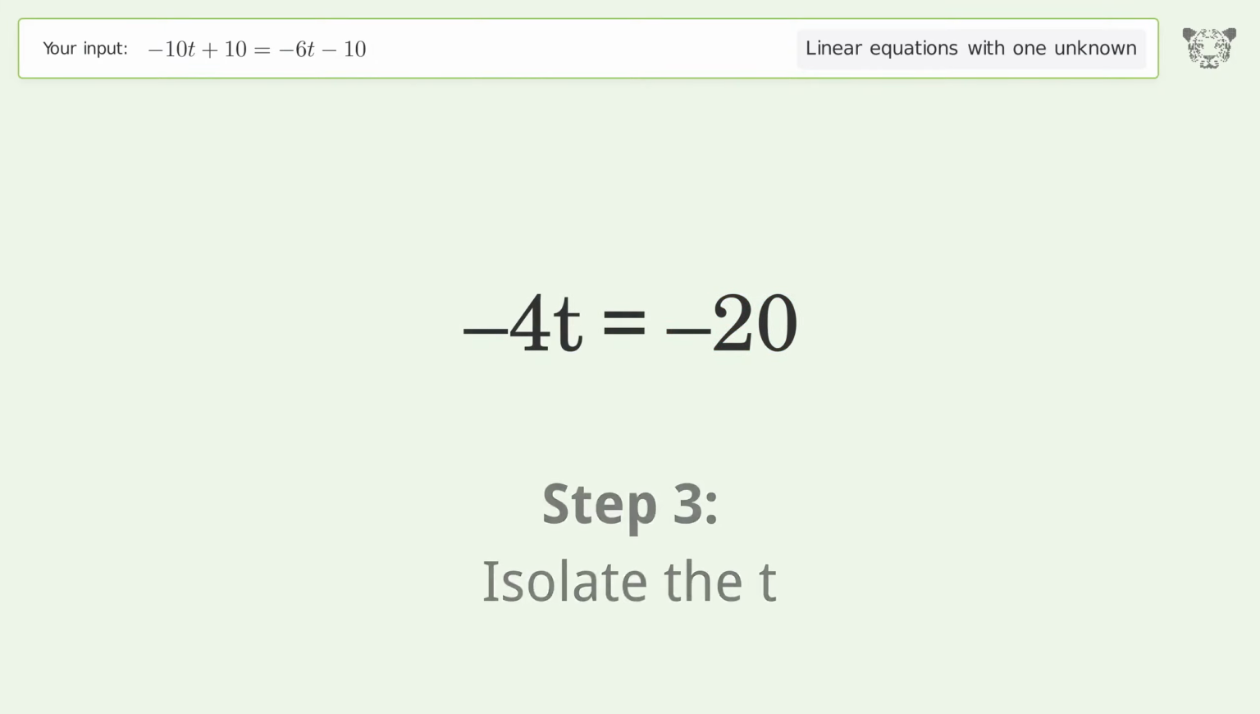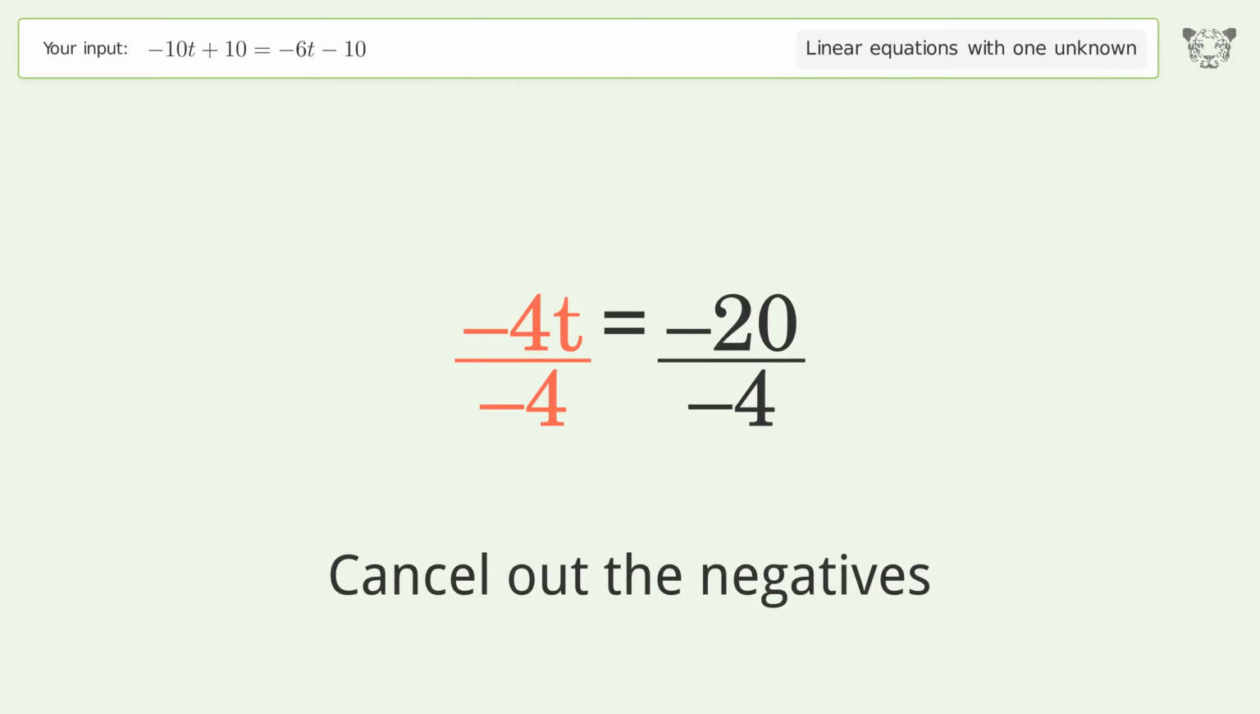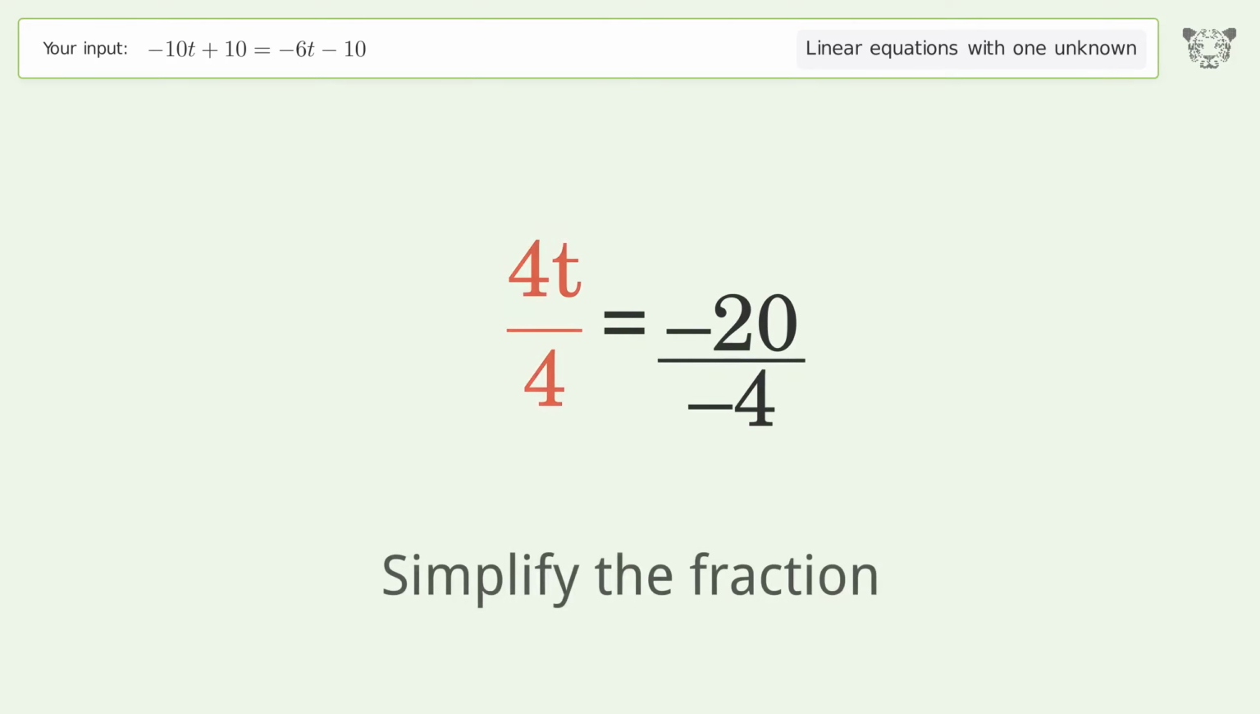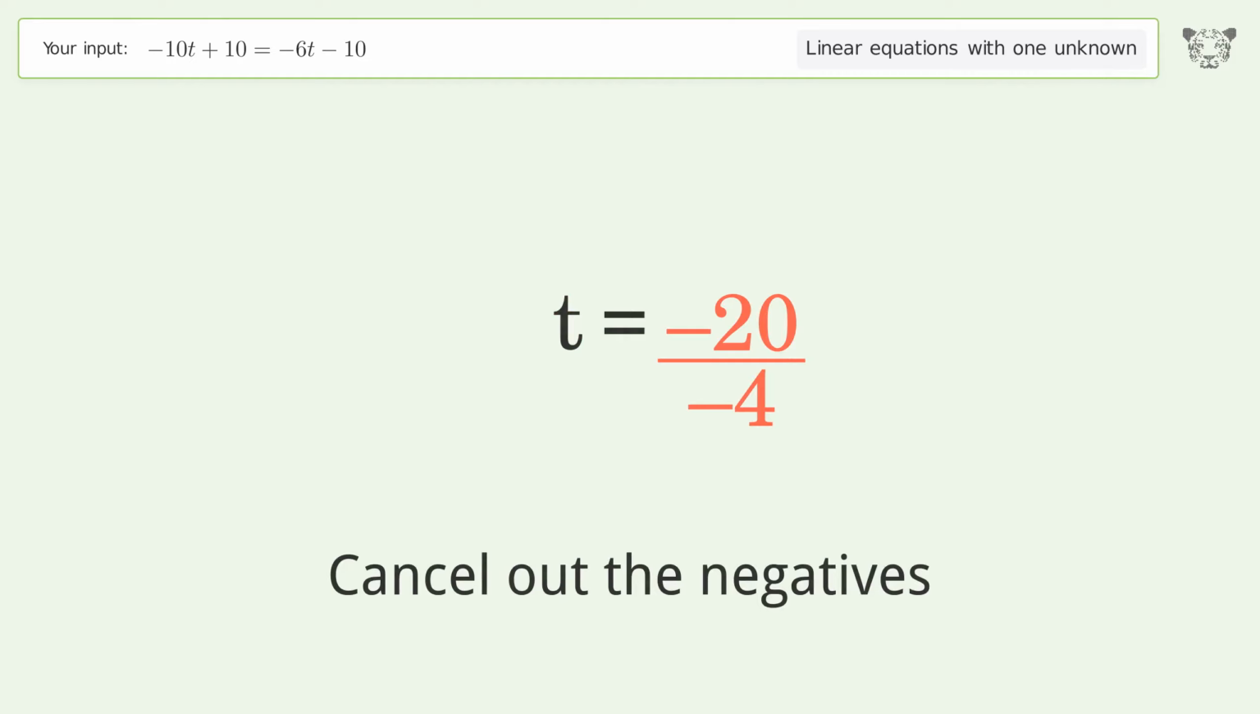Isolate the t. Divide both sides by -4. Cancel out the negatives. Simplify the fraction. Cancel out the negatives.